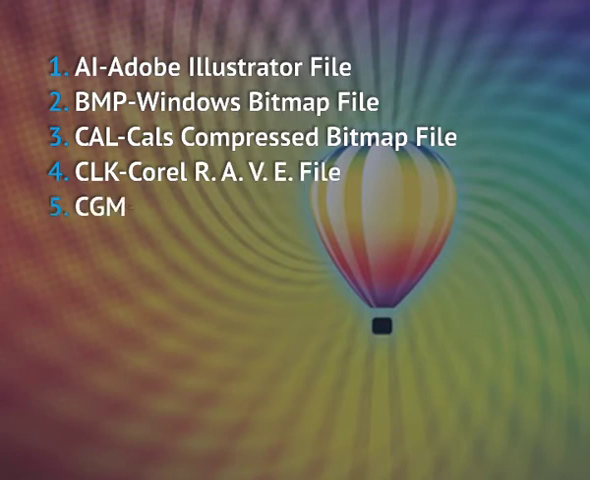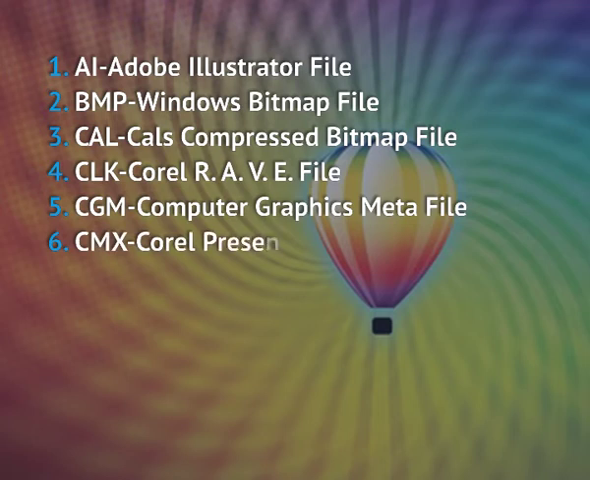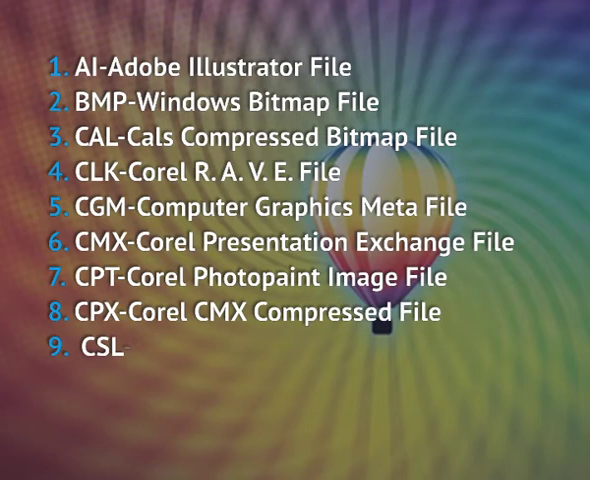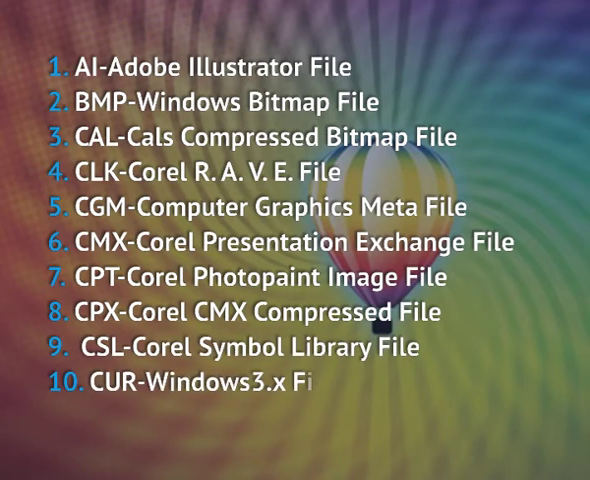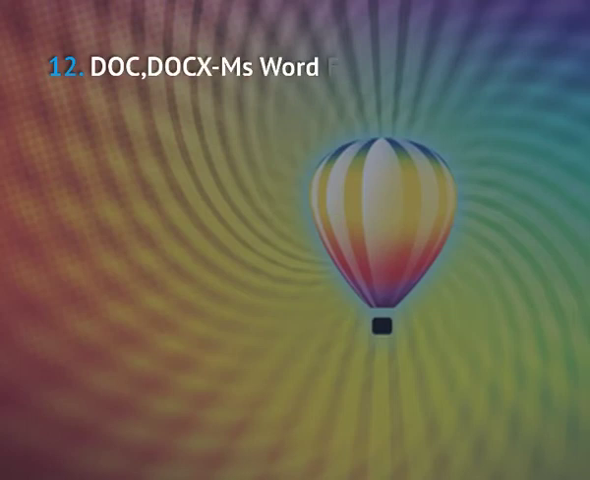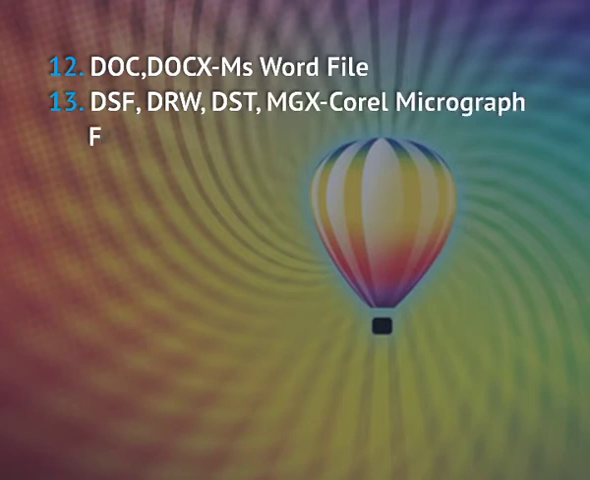CLK, Corel RAVE file. CGM, Computer Graphics Metafile. CMX, Corel Presentation Exchange file. CPT, Corel Photo-Paint Image file. CPX, Corel CMX Compressed file. CSL, Corel Symbol Library file. CUR, Windows 3.x file. DES, Corel Designer file. DOC, DOCX, MS Word file. DSF, DRW, DST, MGX, Corel Micrografx file.